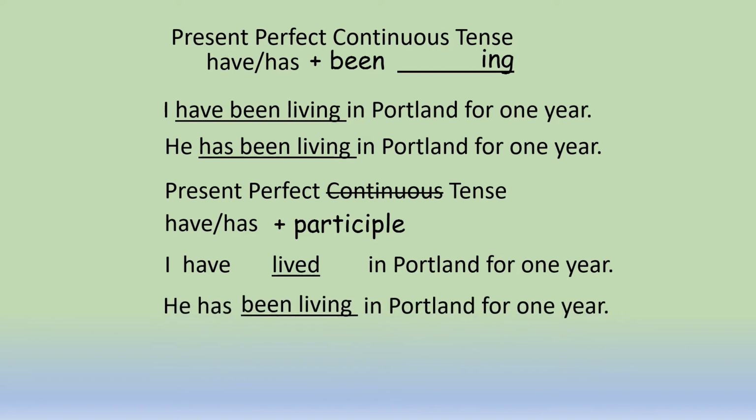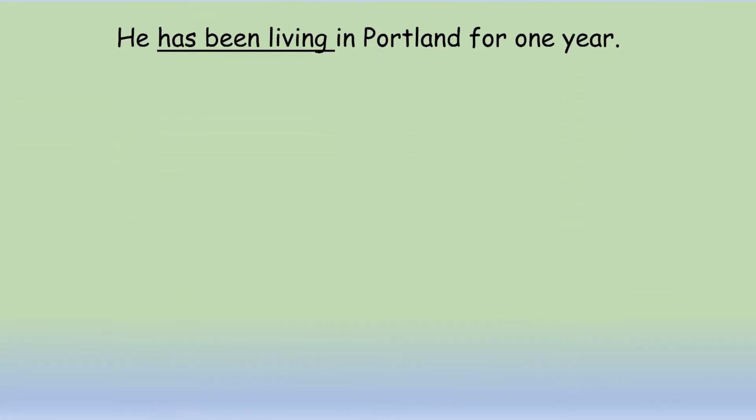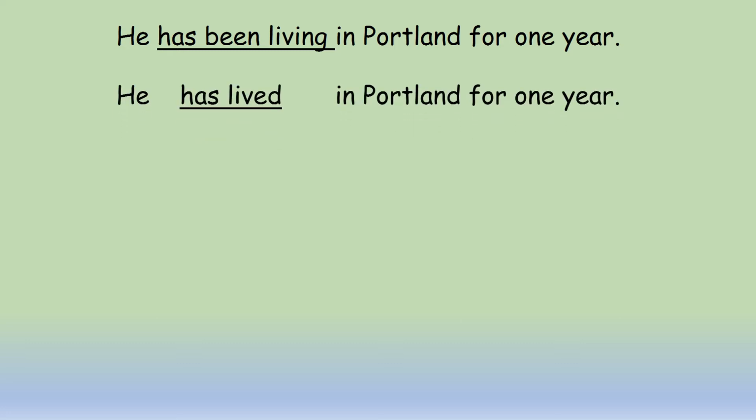Present perfect continuous tense, he has been living in Portland for 1 year. Present perfect tense, he has lived in Portland for 1 year. Present perfect continuous, he has been living in Portland for 1 year. Present perfect, he has lived in Portland for 1 year.